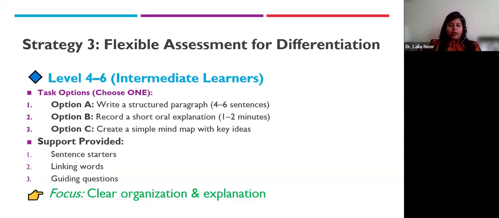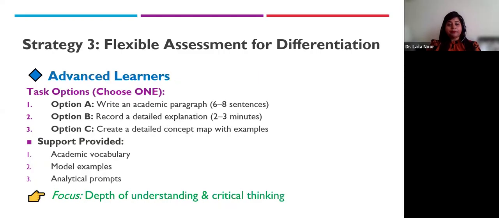For example, you can write an oral explanation, you can write a simple mind map or brainstorming map. Sometimes I ask my students to do that. So here the purpose is clear organization and explanation. For advanced learners, there will be more challenge, like academic paragraph writing.